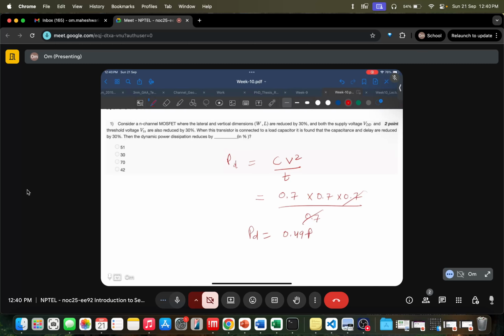So the reduction is 1 minus 0.49, which is 51. So there is a 51% reduction in dynamic power dissipation.